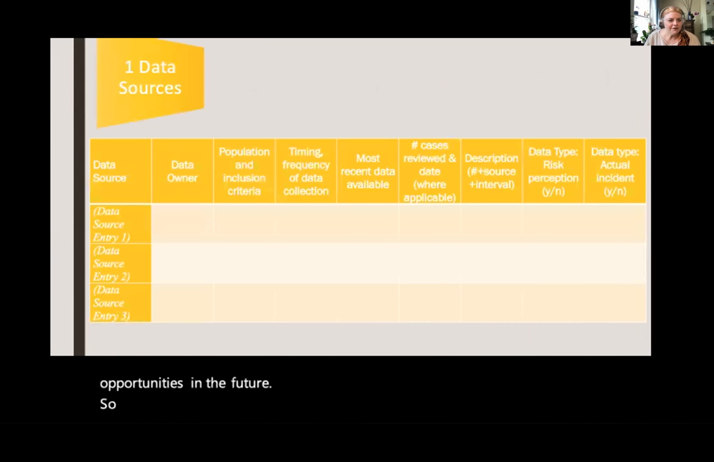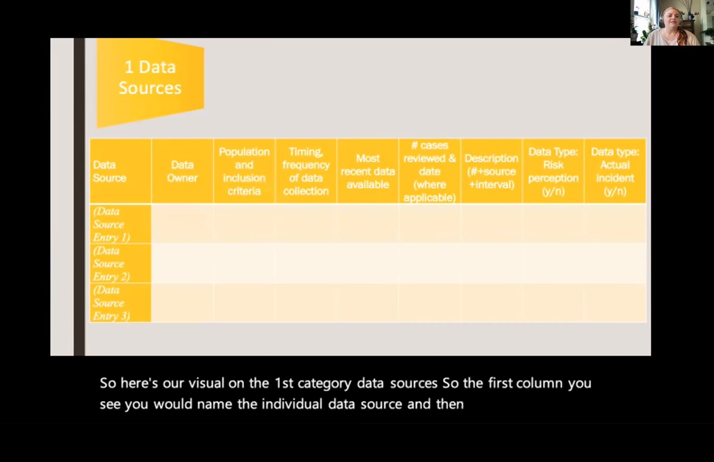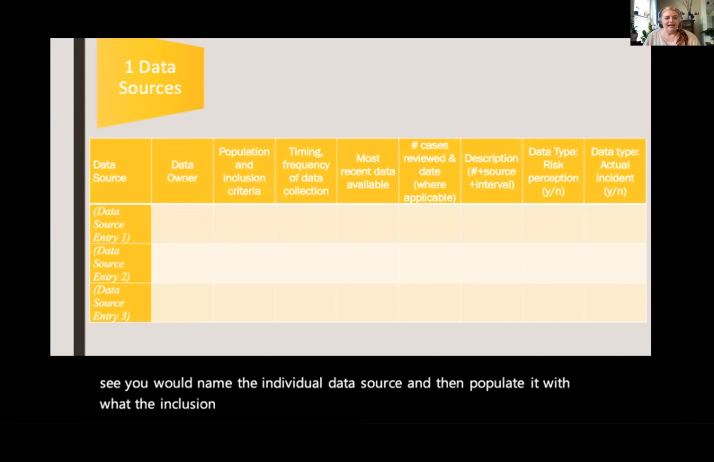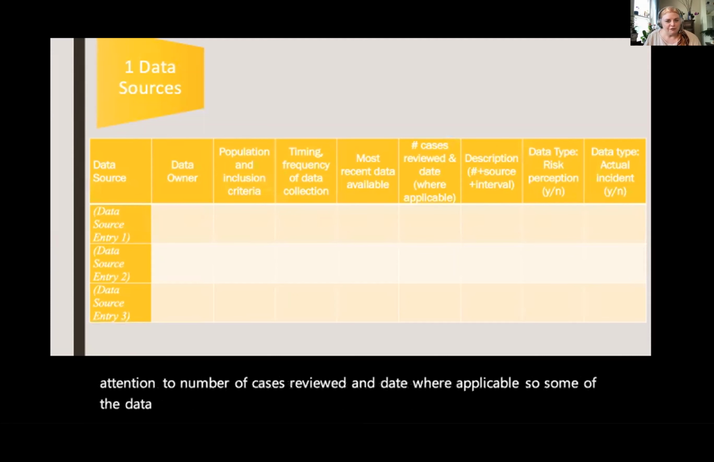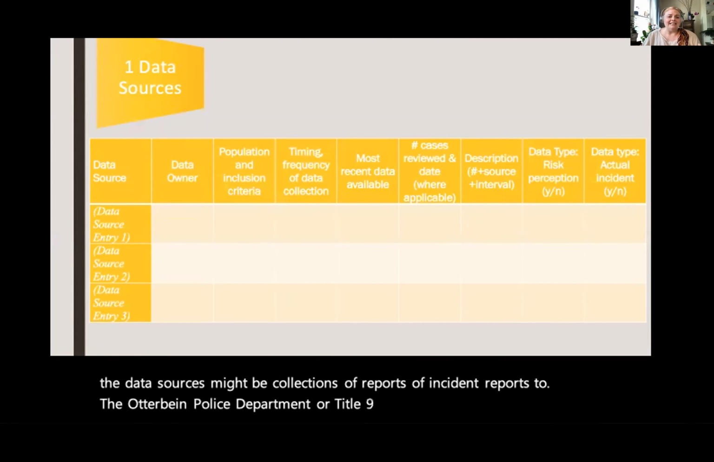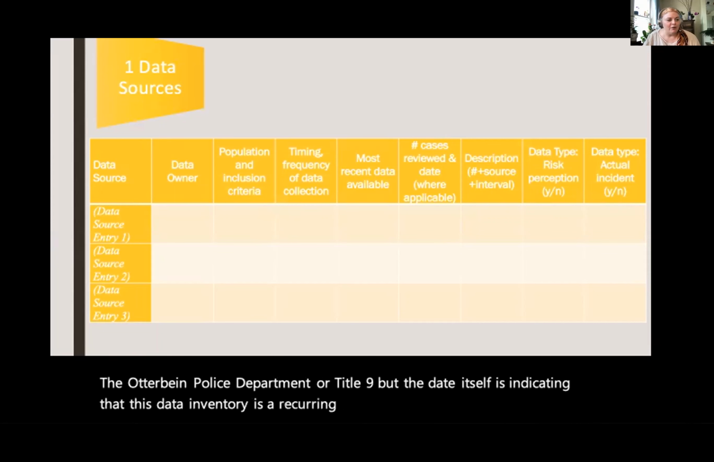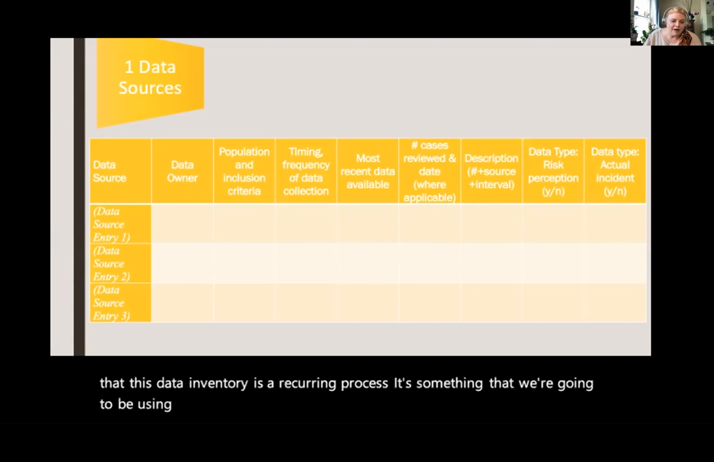So here's our visual on the first category, data sources. So the first column you see, you would name the individual data source and then populate it with what the inclusion criteria was, who owns it. And I do want to draw attention to number of cases reviewed and date where applicable. So some of the data sources might be collections of reports, of incident reports to the Otterbein Police Department or Title IX. But the date itself is indicating that this data inventory is a recurring process. It's something that we're going to be using continually to monitor our work and to guide our strategy planning.